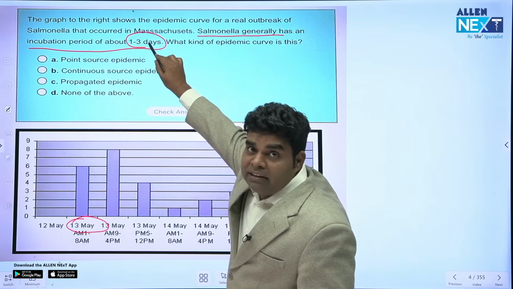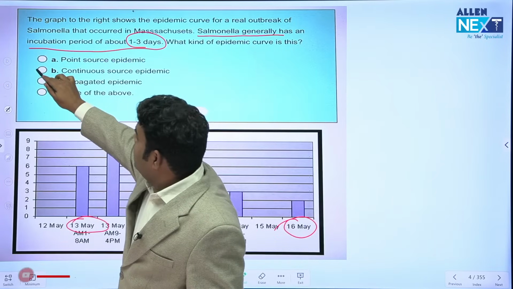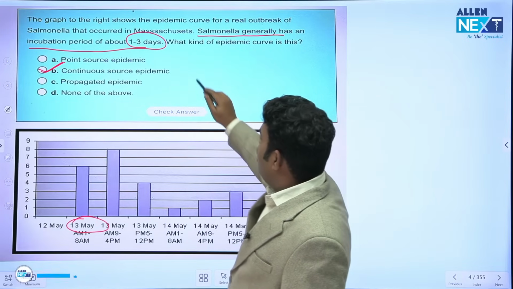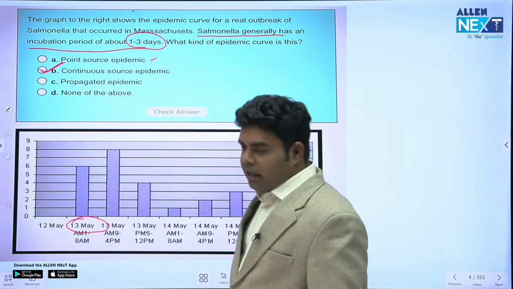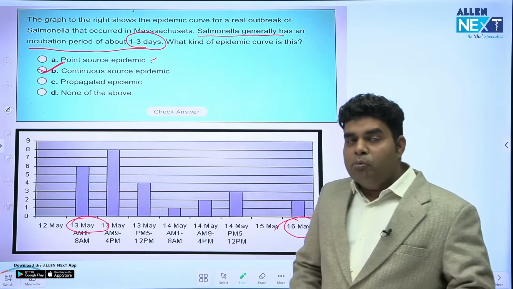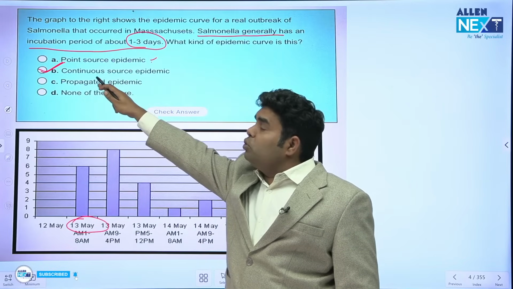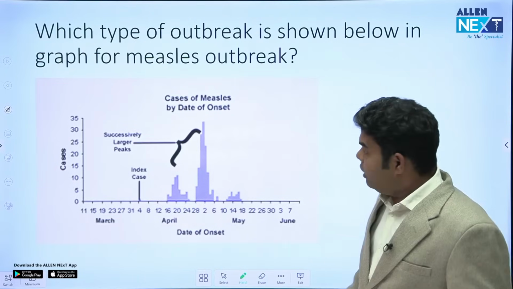Cases are taking more than 3 days' time. Because it is more than 3 days, it is continuous exposure. If the cases were occurring in only 2 days, then it would become point source epidemic. But because cases are taking more than 3 days, it is common source continuous exposure epidemic. Okay, let's have one last graph for it.